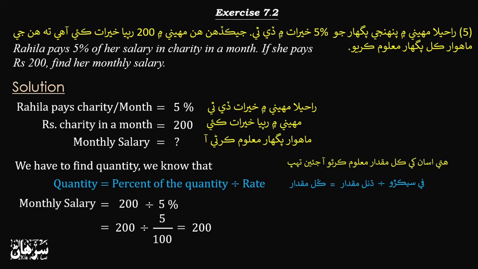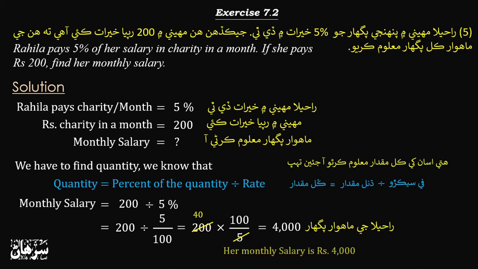Now you may solve it. 100 goes up and 5 goes down. Divide by 5, 40 times. Now 40 into 100 is 4,000. Her monthly salary is 40,000. Rahila's monthly salary is 40,000.